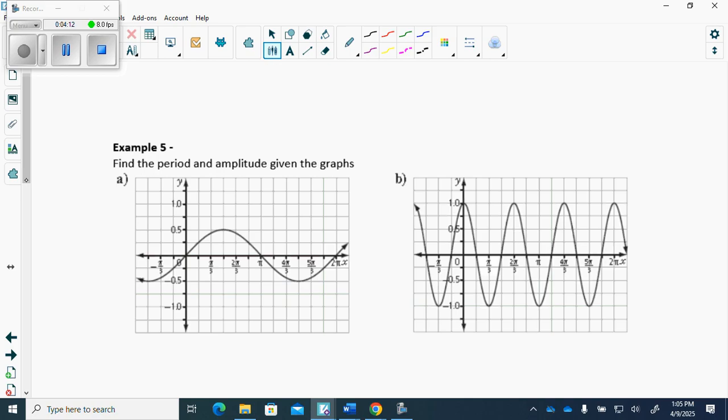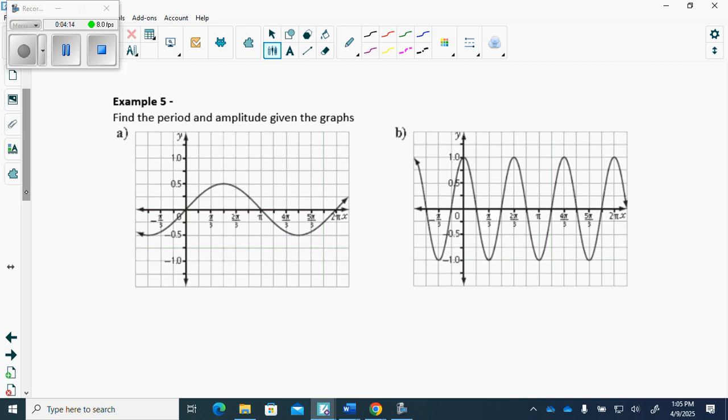So we want the period and the amplitude. We'll just do it for these two. So what is the amplitude for this one? How long does it take me to get from min to max? What is that distance? 1. So what's the amplitude? 1/2.